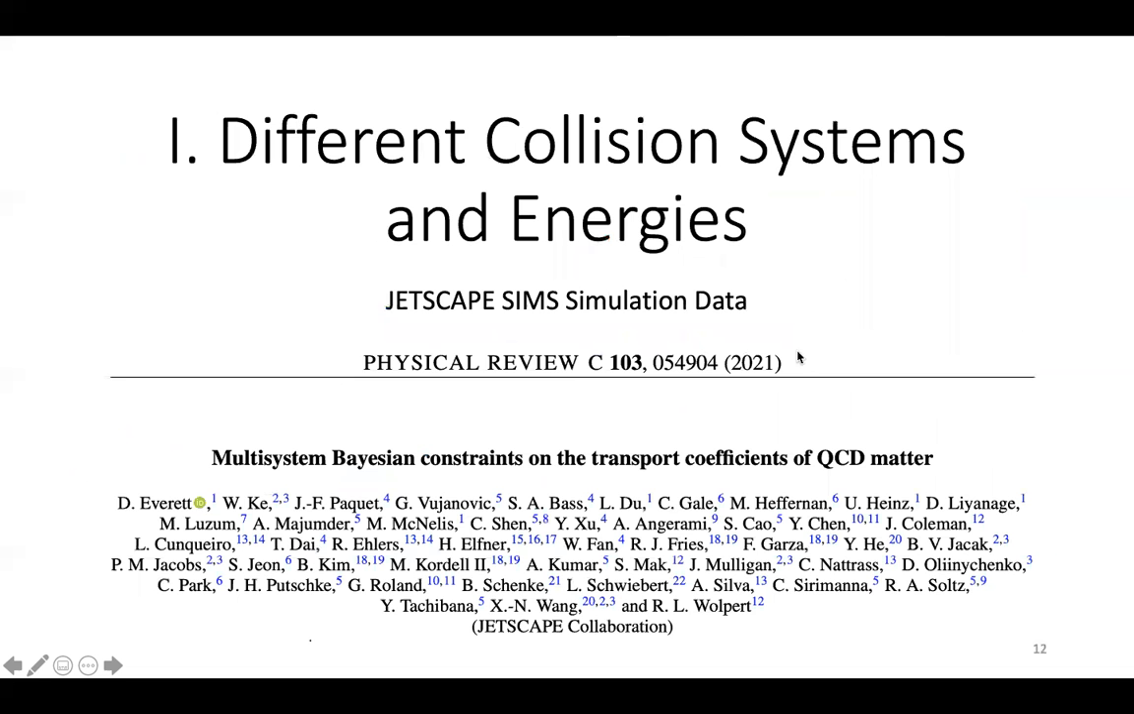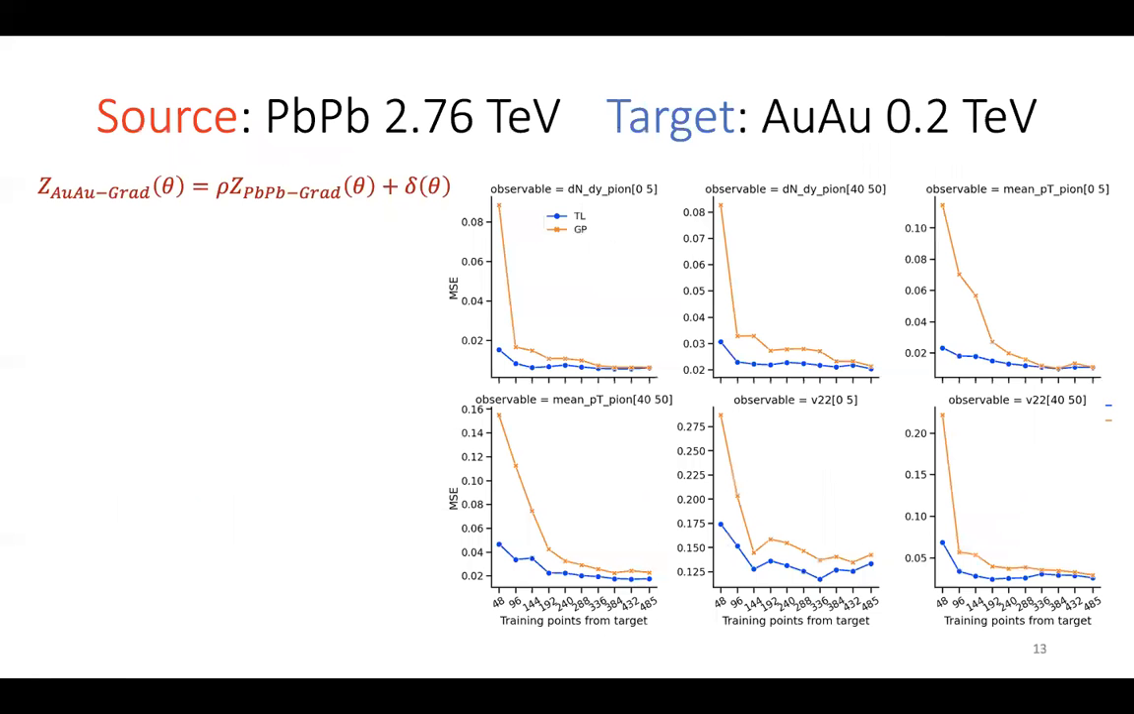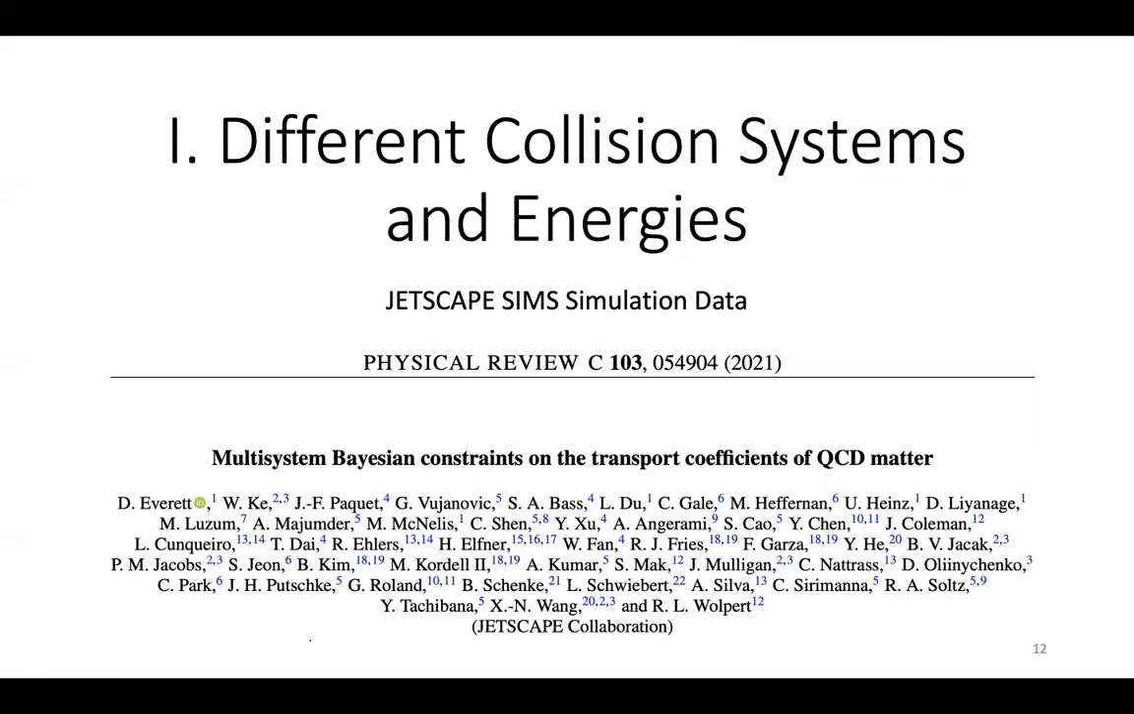Right. So now let's talk about one of the applications of transfer learning methods. All the examples that I show from here onwards use JETSCAPE simulation data from this very recent 2021 publication on getting Bayesian parameter estimates for QCD matter. And here, as the first example, we will try to build emulators for different collision systems at different energies.